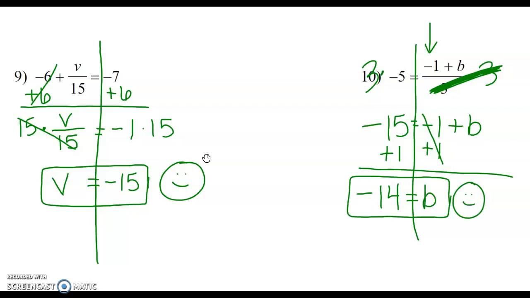You might want to pause it there for a minute and take a look at those two questions, how they are different. Make sure you know which one is which.